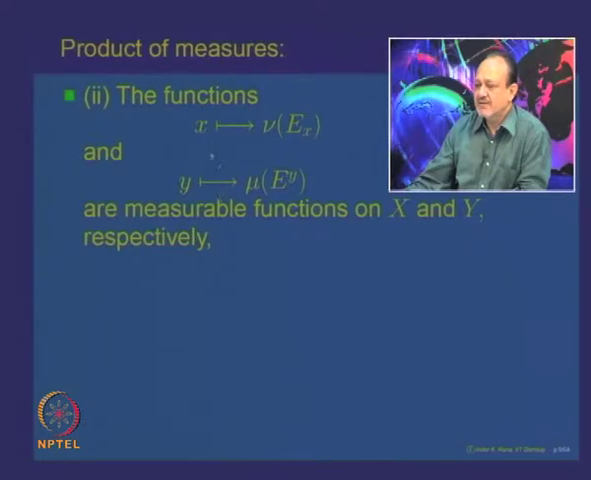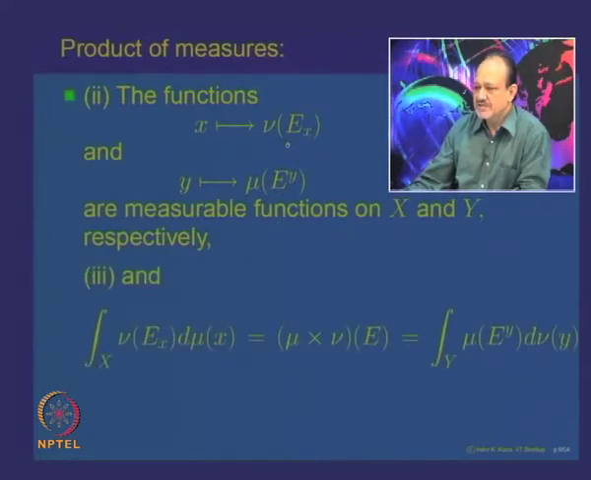So their integrals make sense. This is a function on X, so its integral with respect to mu makes sense, and this is a non-negative measurable function on Y, so its integral with respect to the measure nu makes sense. We want to claim that the integral of the first function with respect to mu is the same as the product measure of the set E, which is the same as the integral of the second function with respect to nu. That gives us a nice way of computing the product measure: the product measure of a set E can be computed by taking its sections with respect to x, finding the nu measure of those sections, and then summing up, that is, taking the integral with respect to mu. Or we can interchange the roles of x and y: take the sections of E with respect to y first, take their measures with respect to mu, and then add up, that is, take the integral with respect to nu.